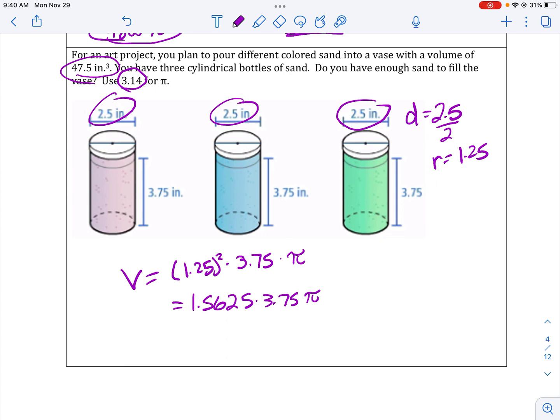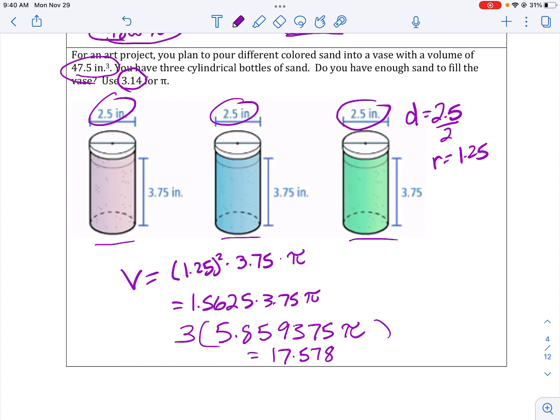And then I'm going to multiply that by 3.75. So there it is in terms of pi. Now there's 3 bottles. 1, 2, 3. 3 bottles of sand. So I'm going to take this and multiply it by 3. And I get 17.57812 pi. Now it said use 3.14 for pi.